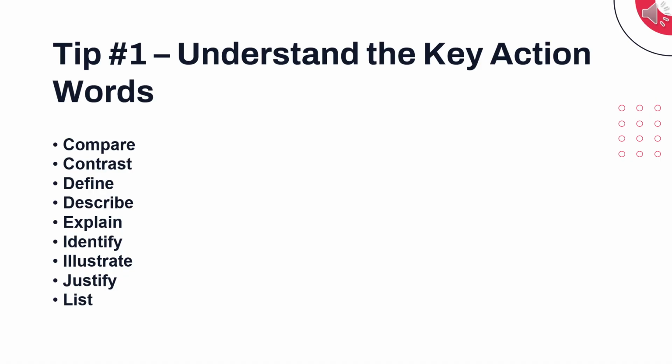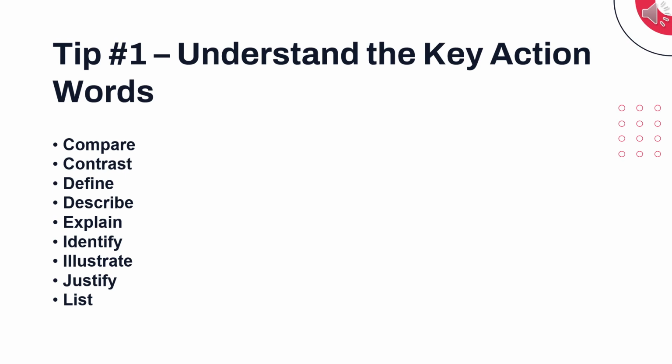Define is straightforward. Simply say what something means using clear, simple words. Describe goes a step further, asking you to paint a picture with words about what something is like. Now, explain is where you really dive deep. This is your cue to give detailed information about how or why something works. Identify wants you to name specific things and back them up with examples, while illustrate asks you to use those examples to make your ideas crystal clear.